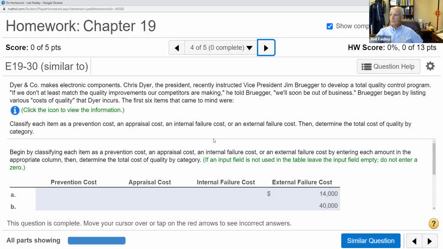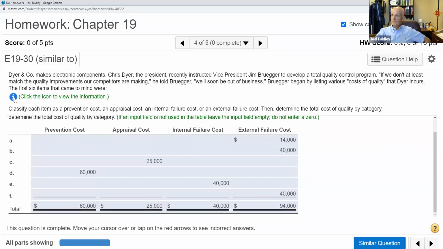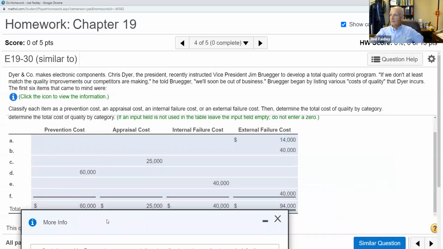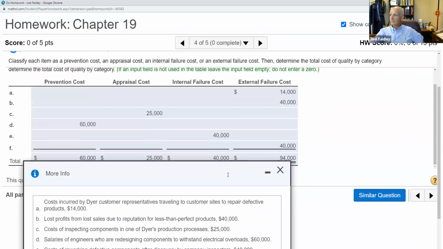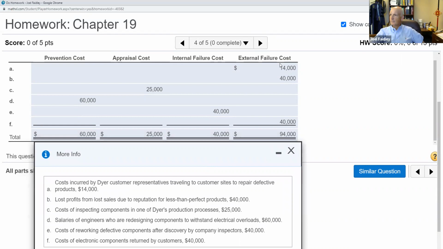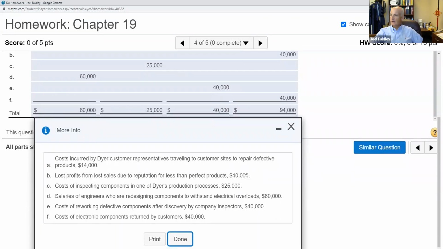All right, so now we've got an actual exercise here. And we've got these 1, 2, 3, 4, 5, 6 different costs. So it's the first one, costs incurred by Dyer to repair defective products, $14,000. So where does that $14,000 show up relative to these 4 categories? Well, that's external failure. Again, prevention, appraisal, internal, external. Lost profits from sales due to reputation for less than perfect products. That's external failure, right?